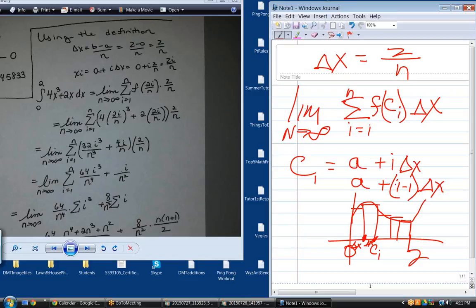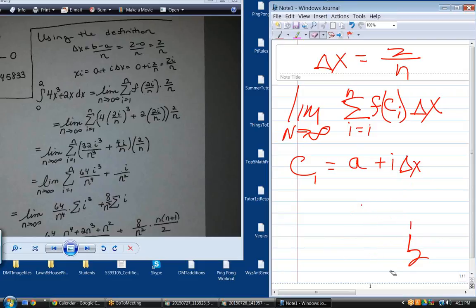In other words, it would be 2 minus 1. We would have the proper number of delta x's, defining c sub I. Okay? So I'm going to use the right-hand endpoint for this problem. And a is 0 because we're going from 0 to 2.